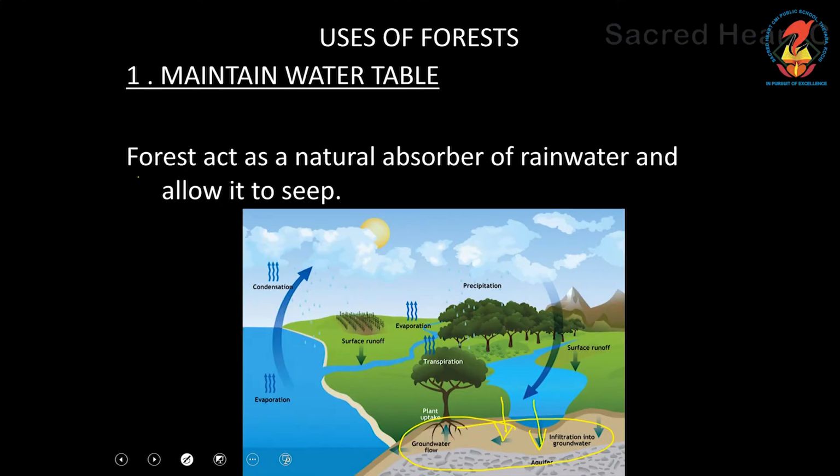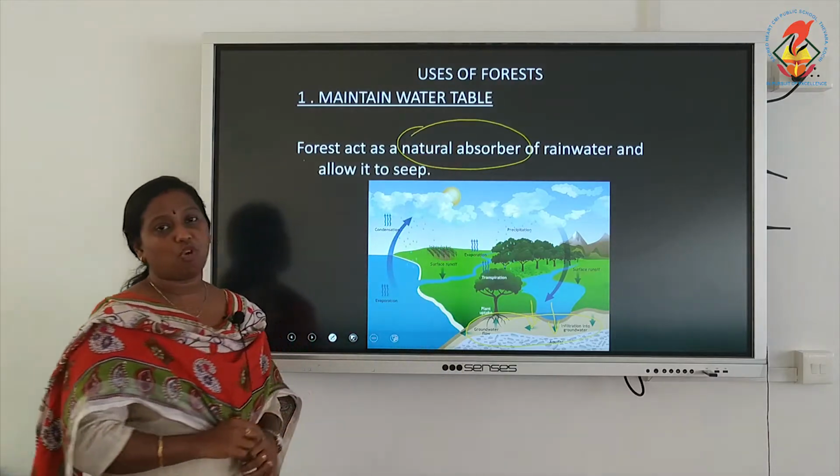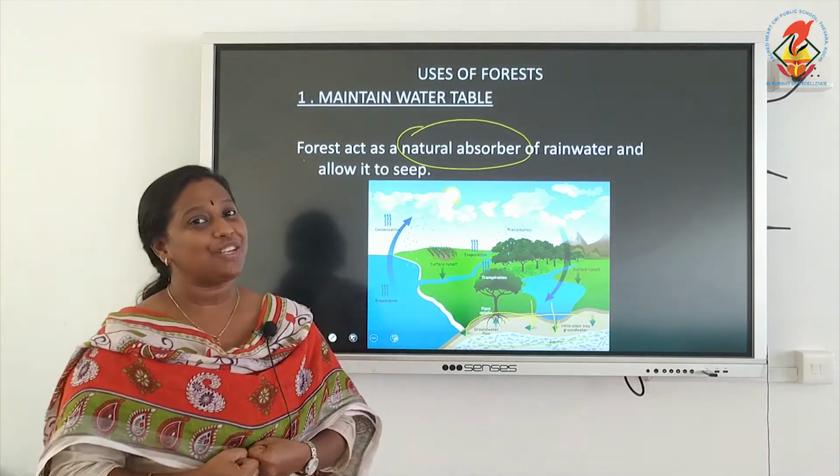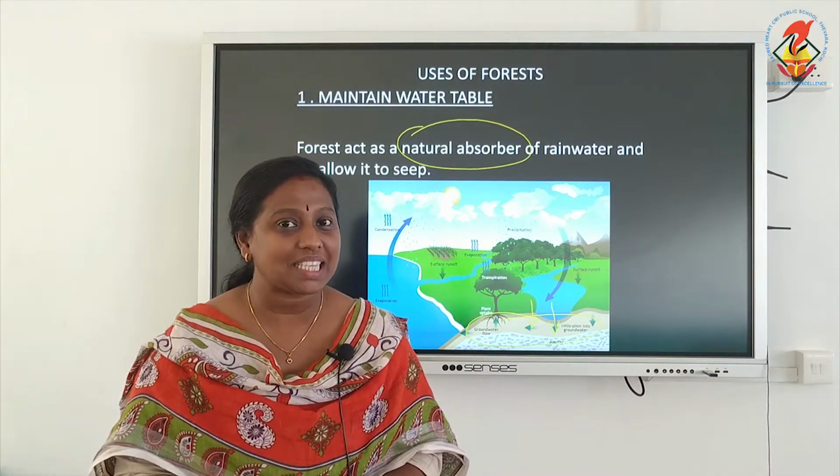So, please read, forests act as a natural absorber of rainwater and it allows the rainwater to seep into the deeper layers of soil. I hope this is clear.